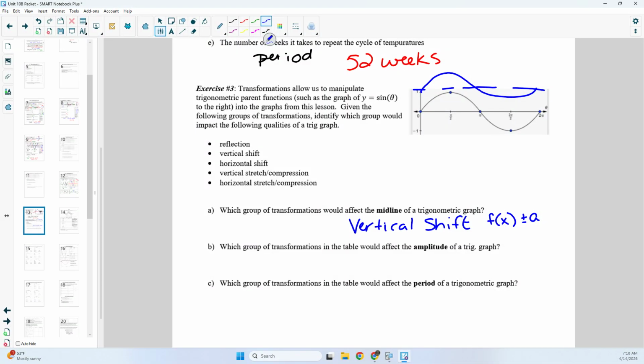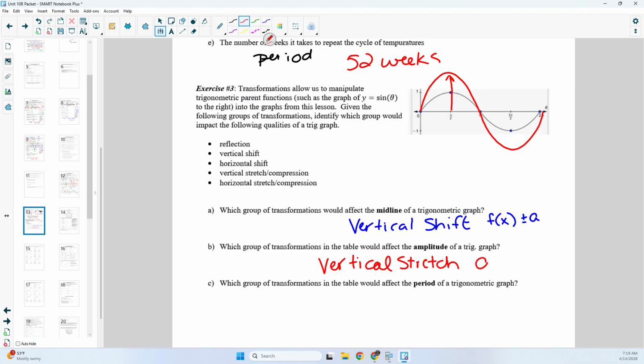Which group of transformations would affect the amplitude? So now I want to leave the midline alone, and I just want to make the graph taller here, so we can see that that's a vertical stretch. So if I have a function and I put a number in front of it, right, or a compression, right, would also do it, to make it shorter, that will affect the amplitude.